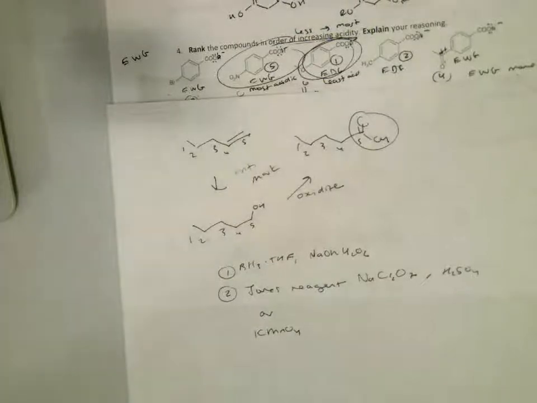Okay, let's see. Oh, more synthetic pathways. These are kind of fun. I actually really like these. So let's see. We're adding an alcohol. We're not adding a carbon on here. So when I look at this, I think, how can I get to an alcohol from a toluene?